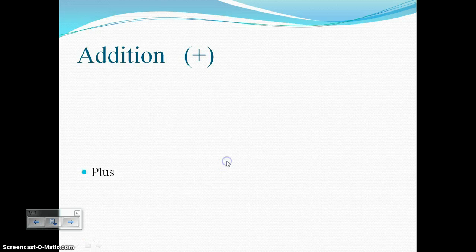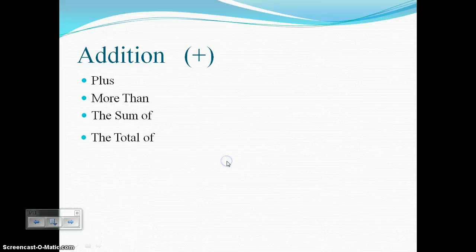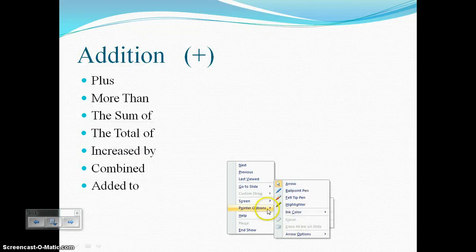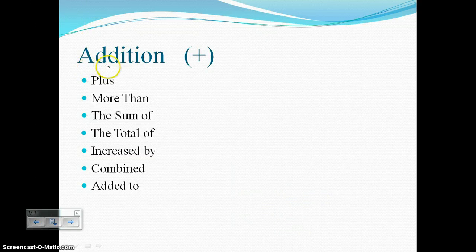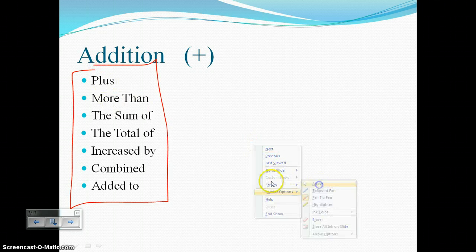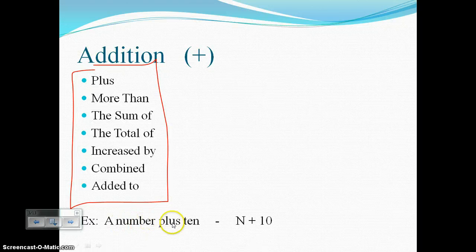If you see the words plus, more than, the sum of, the total of, increased by, combined, and added to, all of these words mean to add. So if you see any of these words, it means addition. So let's look at an example. A number plus 10. Since we don't know what that number is, we give it a variable. In this case, I gave it n, plus 10.